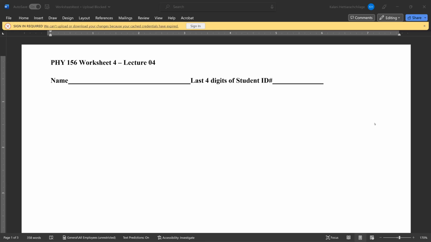Hello everyone, let's move into worksheet number 4 from lecture number 4. As a summary from lecture number 4, we discussed current, resistance, resistivity, and resistors basically, right?